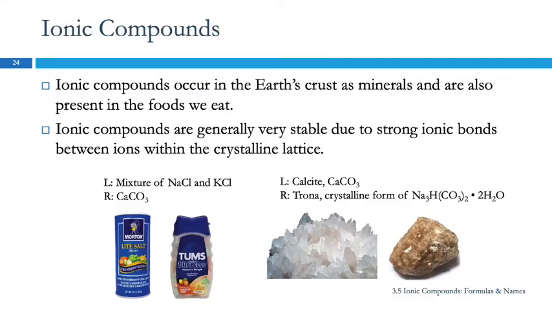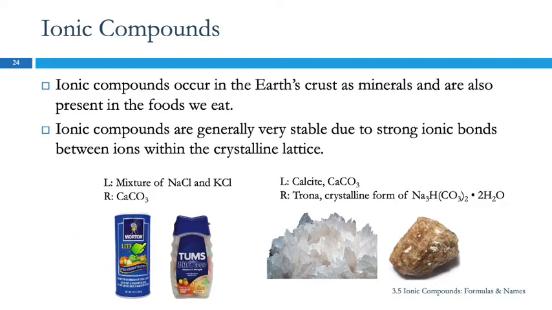There are a lot of ionic compounds, and many of them occur in the Earth's crust as minerals. They are also commonly present in the foods that we eat. They're generally very stable because the bonds that hold the ions together are very strong. These are just some examples.